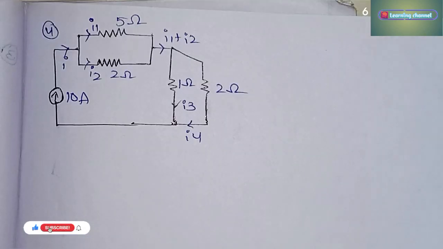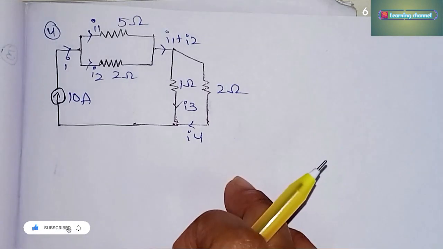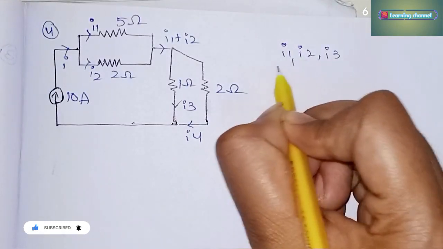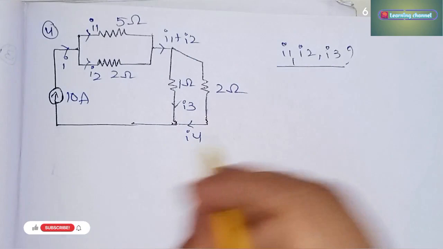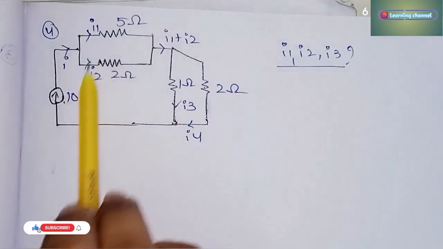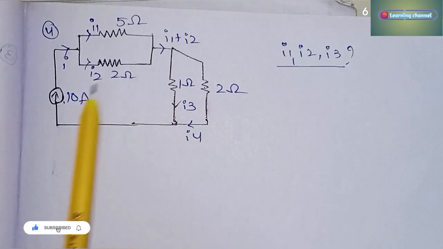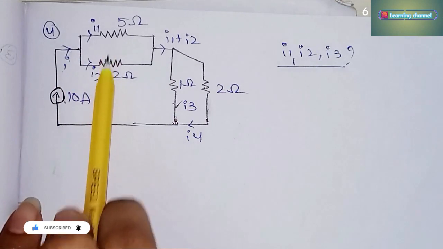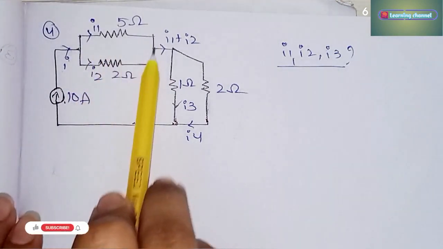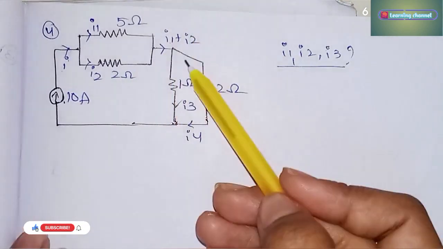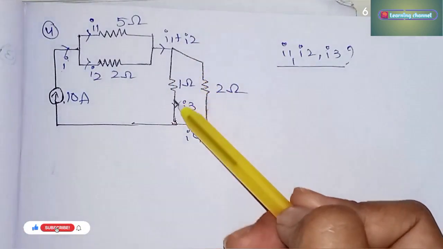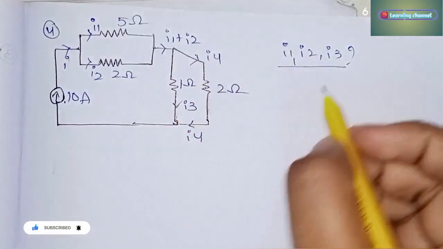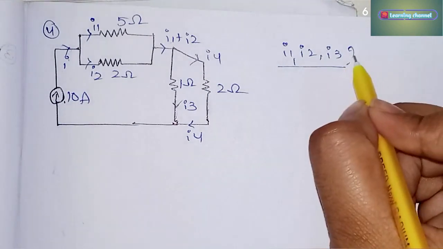So this is the last problem on the current division law. This is the circuit we have. Here we have to find the I1, I2 and I3 values. Firstly, we have the I source value, 10 amperes. The current flowing is divided because these two are in parallel, I1 and I2. Again these two are joined, so I1 plus I2. Here the current is divided into I3 and one more current, I4. So we have to find I1, I2, I3 and also I4.